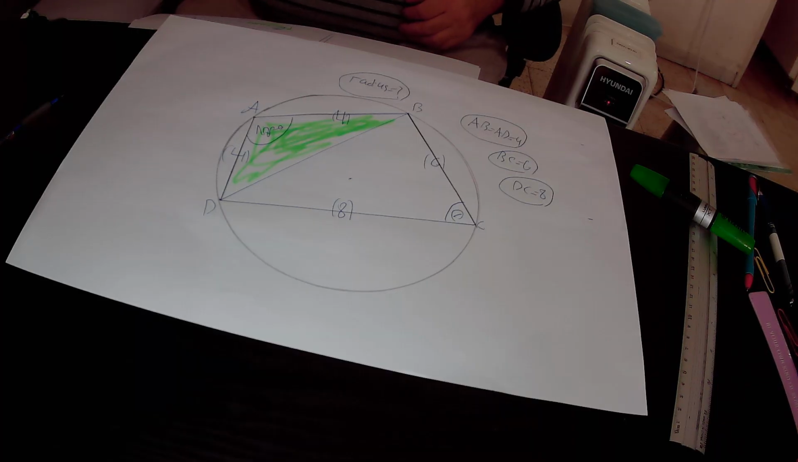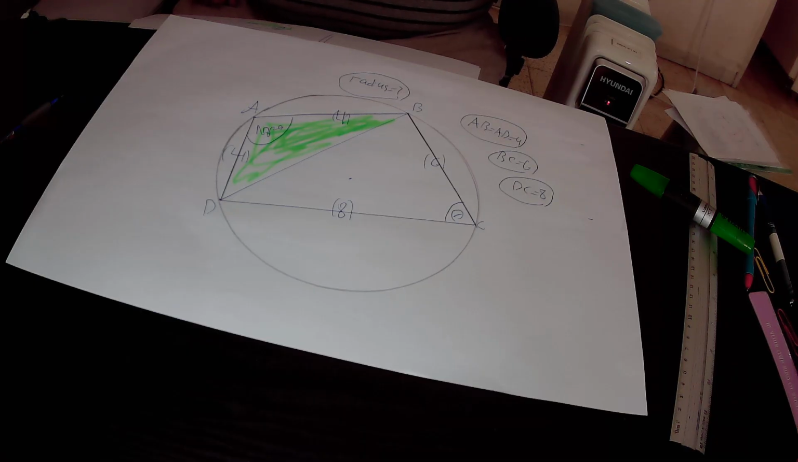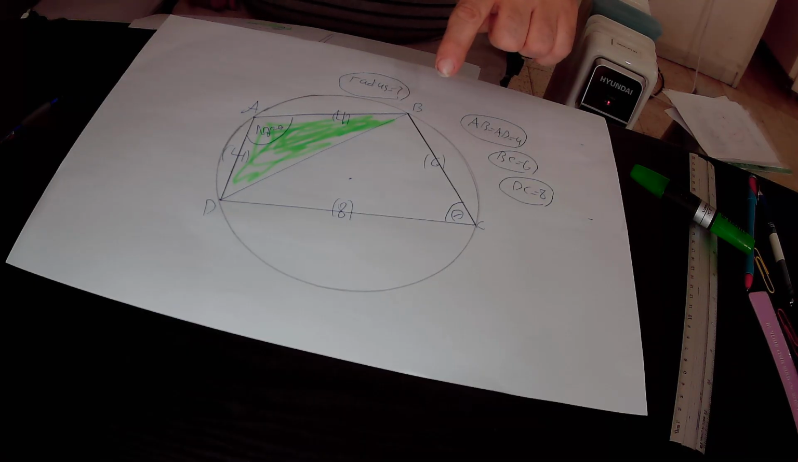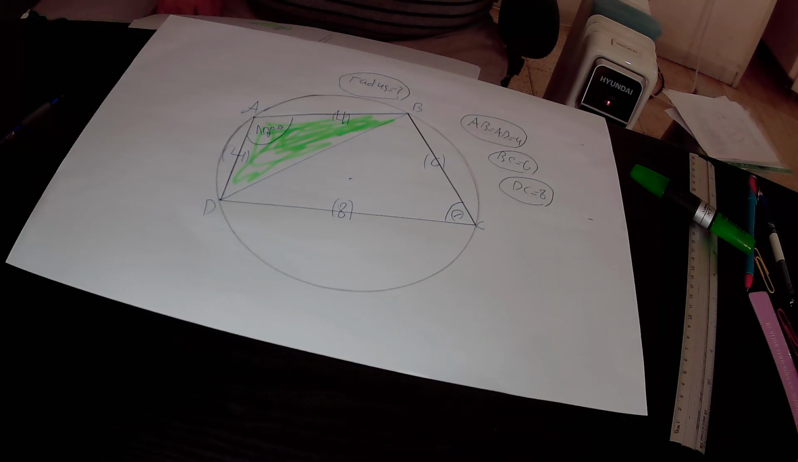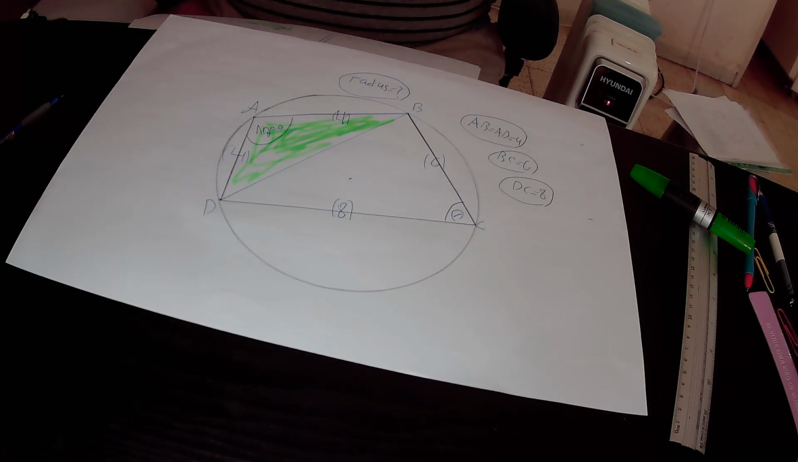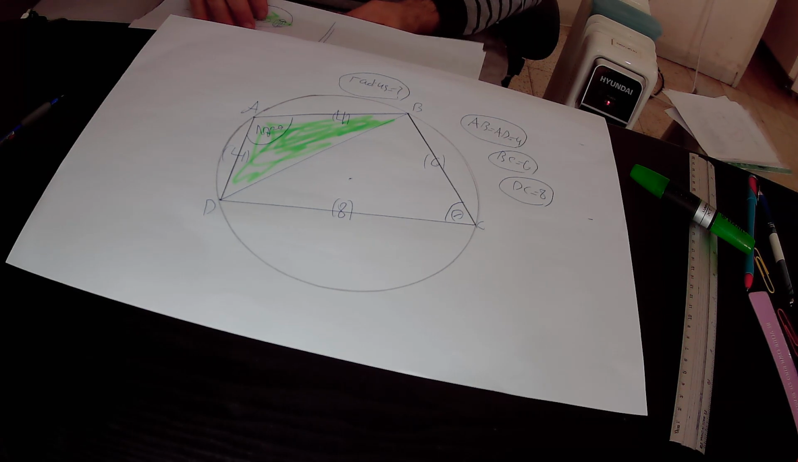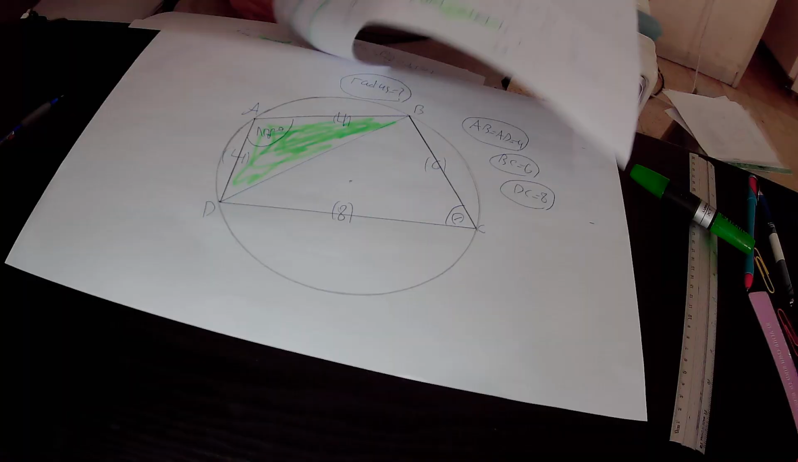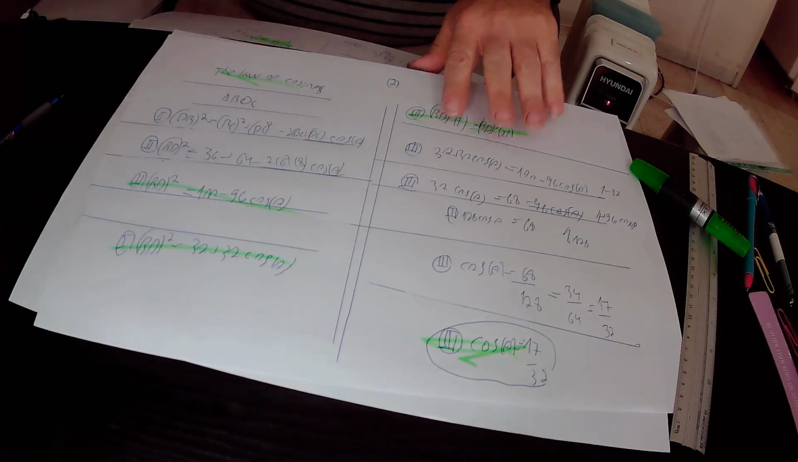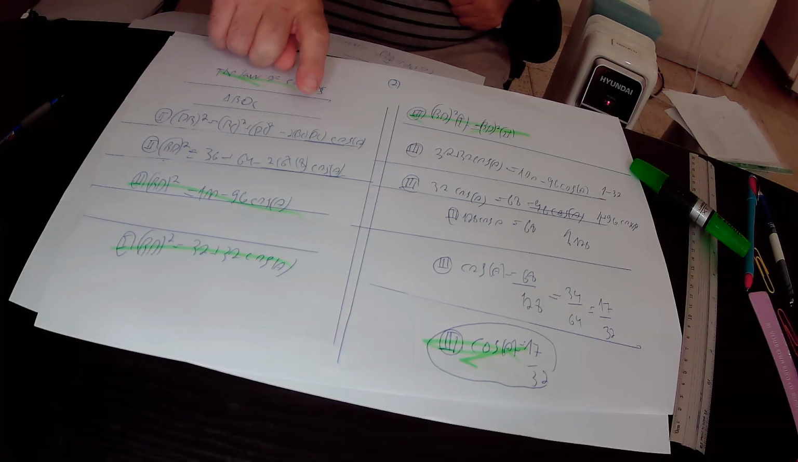In the next step, we implemented the law of cosines on this triangle BDC. According to the law of cosines on this triangle BDC, the following equation holds: BD squared equals BC squared plus CD squared minus 2 times BC times CD times cosine theta. And again, according to the law of cosines, in this triangle BDC, the following equation holds: BD squared equals BC squared plus DC squared minus 2 times BC times DC times cosine theta.